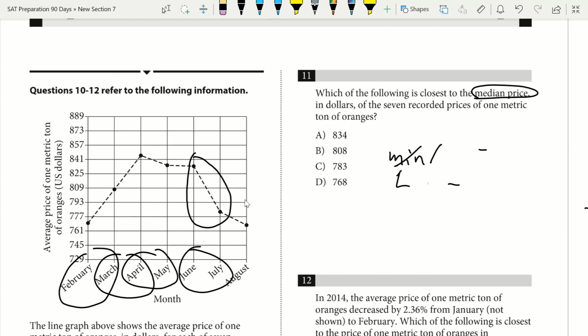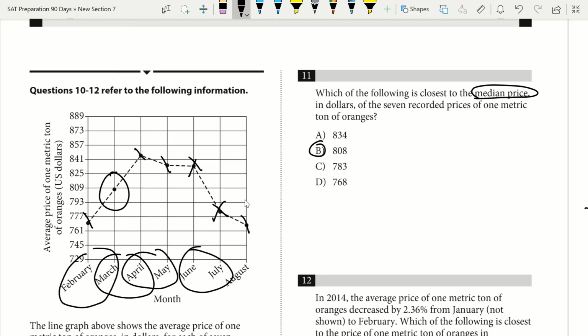All right, so let's go ahead and find our median of this graph. Let's take off our minimum right here, take off our maximum, take off our next minimum, take off our next maximum, take off our next maximum, take off our next minimum. We see that our median then is going to be 808. So our answer there is going to be answer choice B.